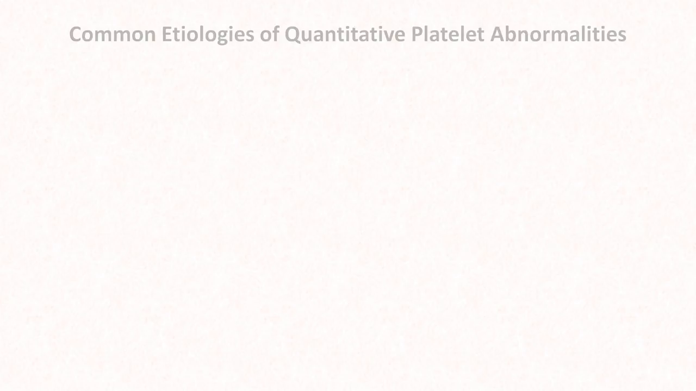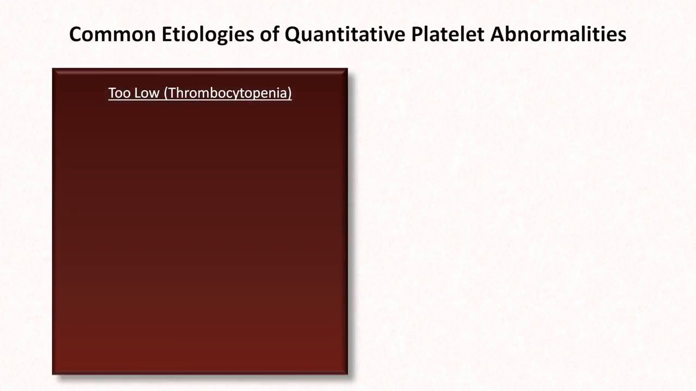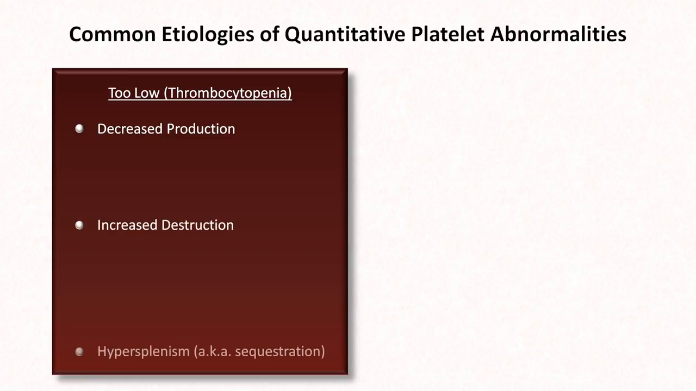There are many etiologies of quantitative platelet abnormalities. A platelet count that is too low, a derangement known as thrombocytopenia, can be due to either decreased production of platelets, increased destruction, or hypersplenism, also known as sequestration. Decreased production is most commonly due to bone marrow disease, such as infiltration by cancer or systemic infection, or due to nutritional deficiencies such as B12 and folate deficiency. Decreased production is typically accompanied by decreases in the other cell lines of red and white blood cells as well.